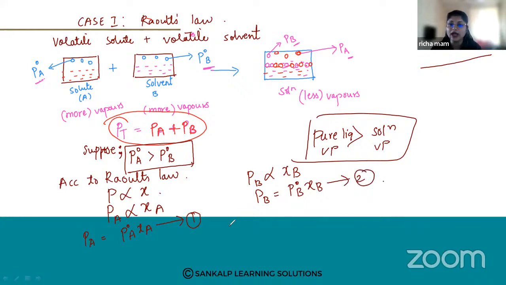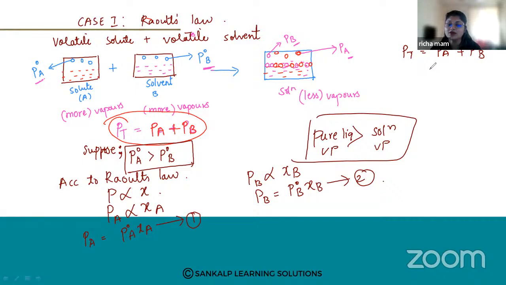Now from Dalton's theory, Dalton's law, we know that PT is equal to PA plus PB. That is, the total vapor pressure is equal to the individual vapor pressures exerted by each component, so it is PA plus PB.